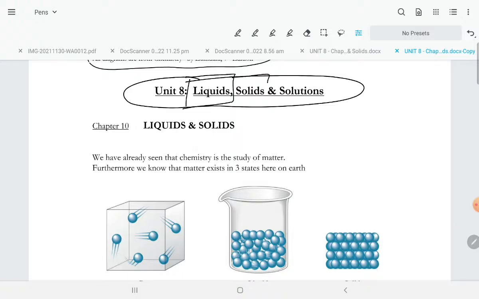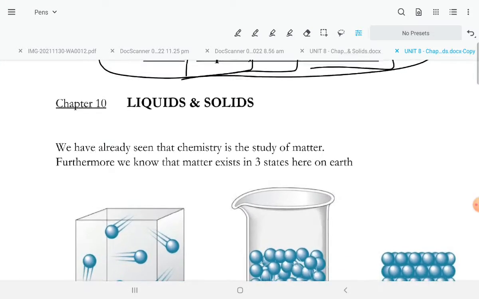So, dear students, when you talk about liquid, solid, solution, what comes to our mind? Solids are very hard and liquids are comparatively volatile. Solids are not compressible, but liquids can be compressible up to a certain extent. So here let us try to understand.